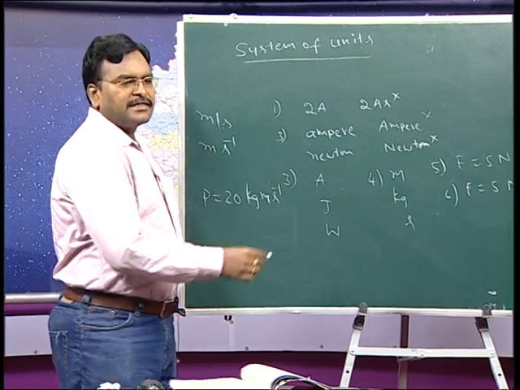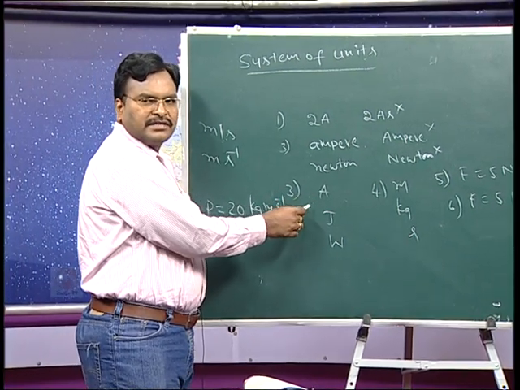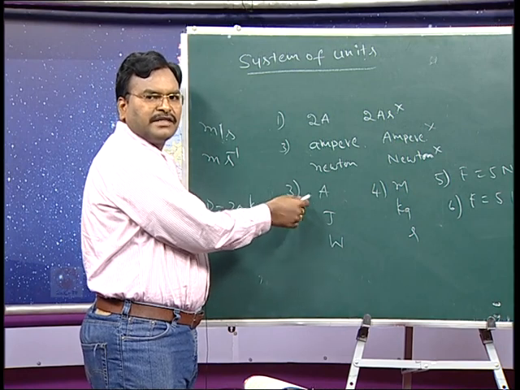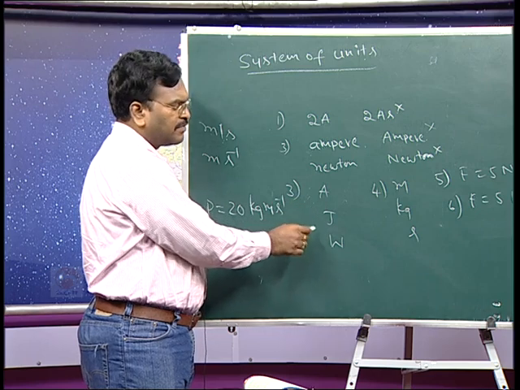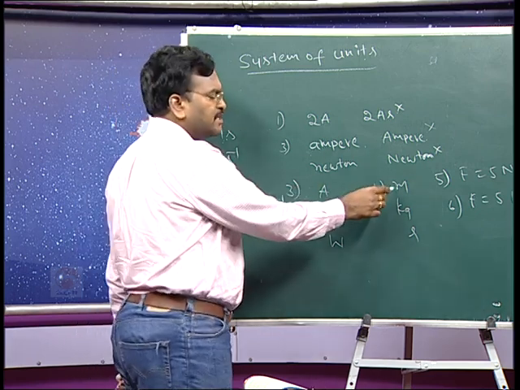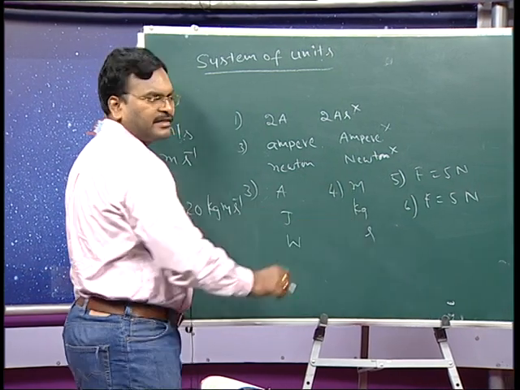And also, symbols for units. While writing symbols of units named after a scientist, capital letters should be used: A for ampere, J for joule, W for watt, like that. In case of other symbols, capital letters should not be used: m for meter, kg for kilogram, s for second, like that.